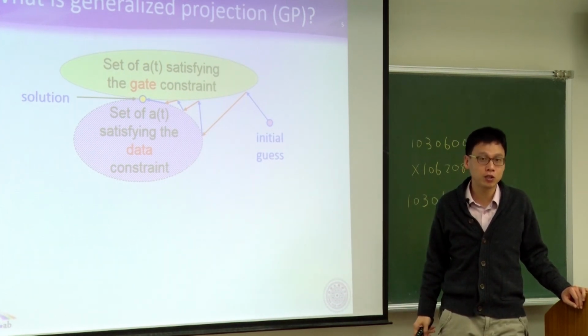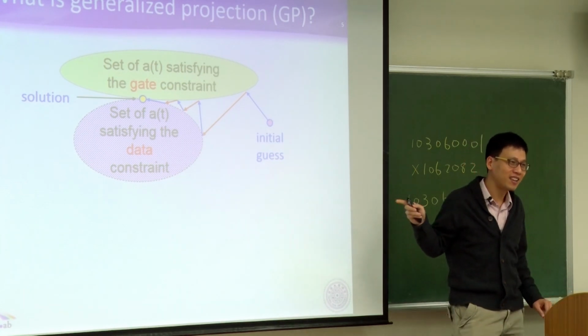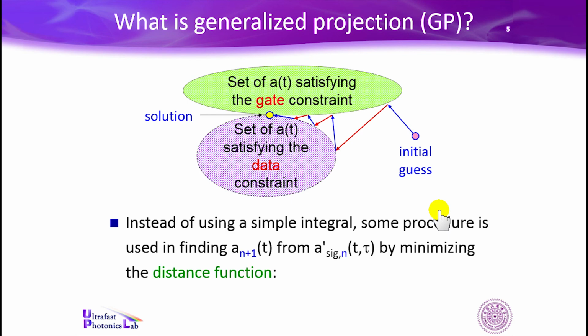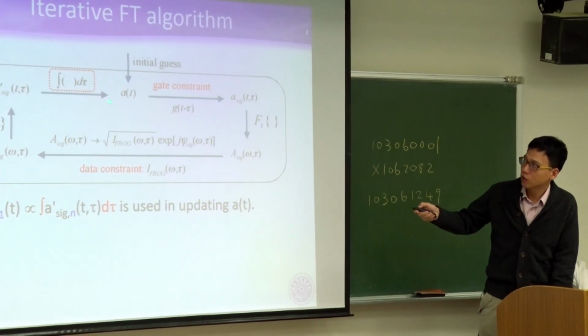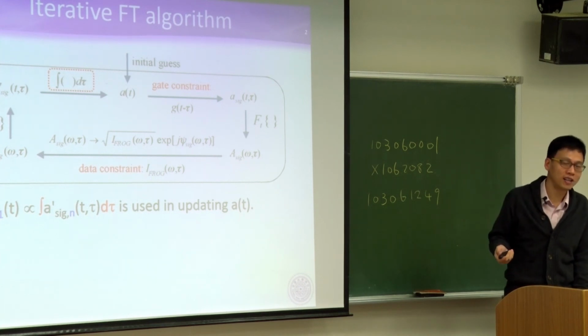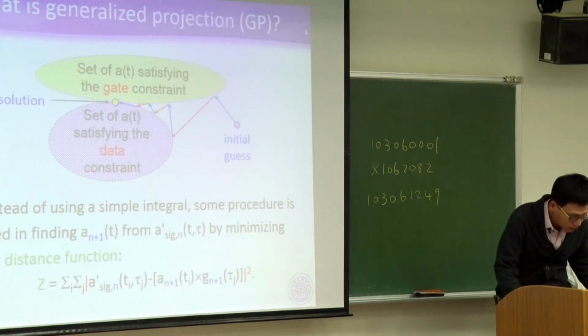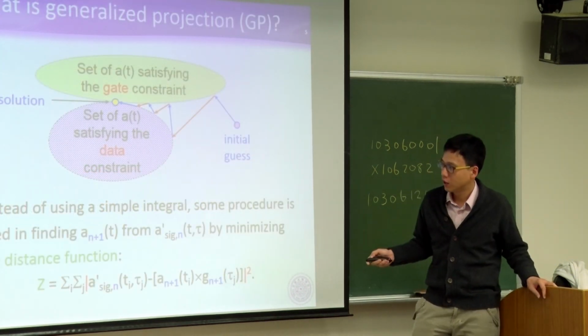The iterative Fourier transform algorithm has already implemented this idea. But instead of using a simple integral, some procedure is used in updating the signal pulse field from the gated field by minimizing the distance function. I just mentioned that our key point is this step, updating from the gated pulse to the signal pulse. In the past we only used an integral, but now we use another method. The concept of this method is to minimize a distance function. What is the distance function?